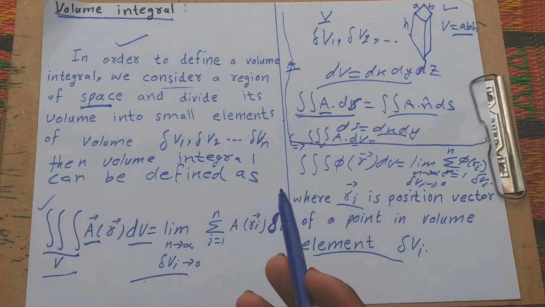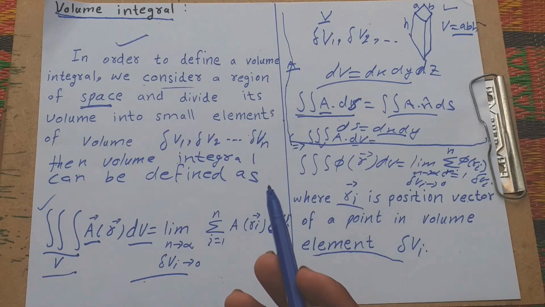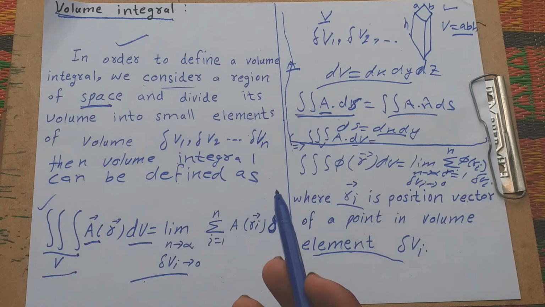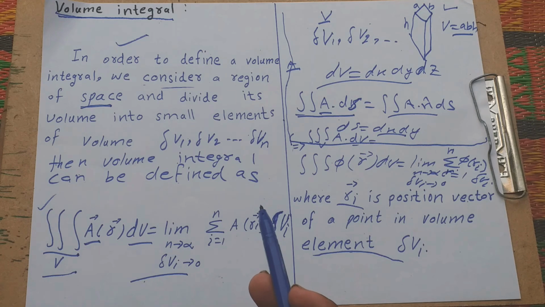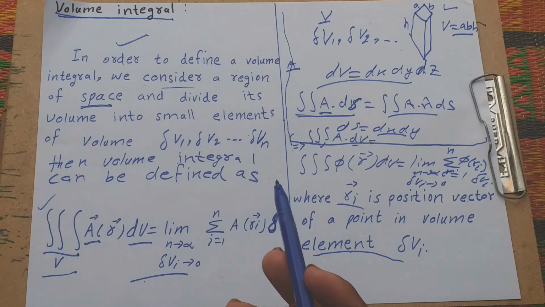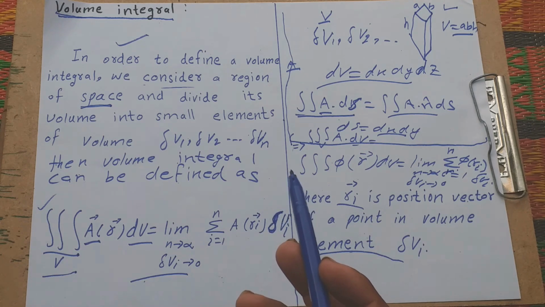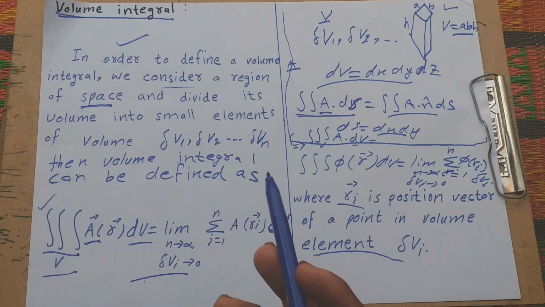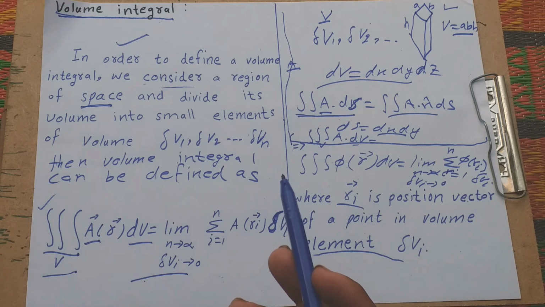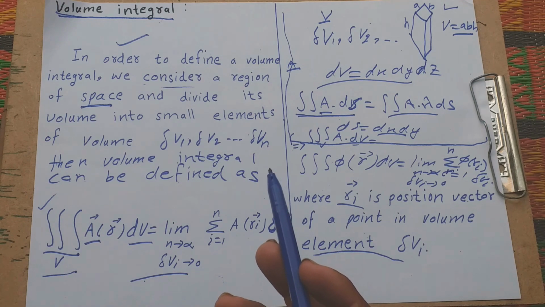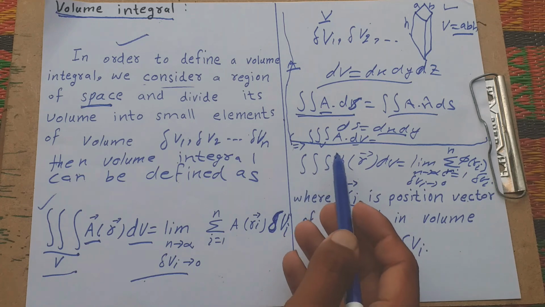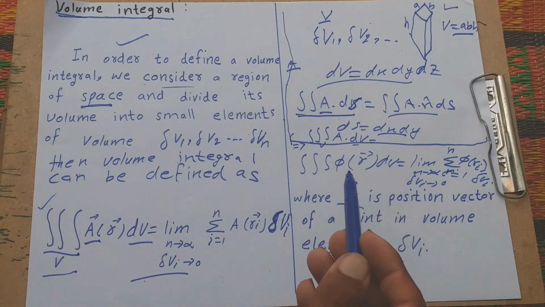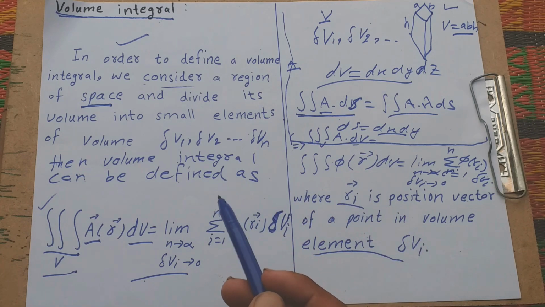We understand the surface integral in only two dimensions, and we consider the volume integral in three dimensions. We integrate the surface integral again, and then we call it a triple integral. This triple integral of the vector field in three dimensions is called the volume integral.